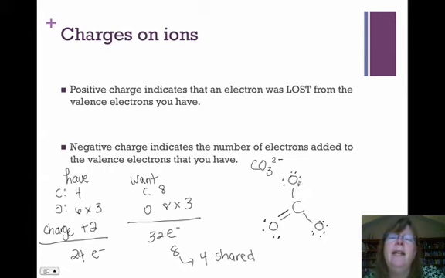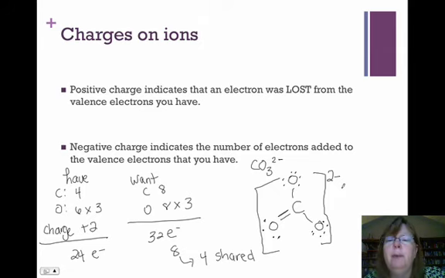Let's go ahead and count up our electrons and make sure we have what we said that we have, which is 24. 2, 4, 6, 8, 10, 12, 14, 16, 18, 20, 22, 24. Great. Remember that that bond represents 2 electrons. This carbonate ion has a negative charge, so we're going to put it in brackets and put its charge outside.